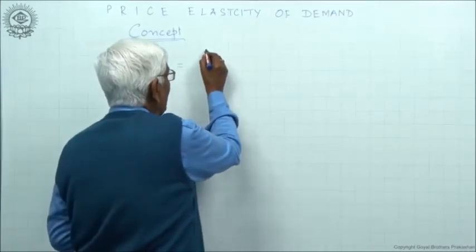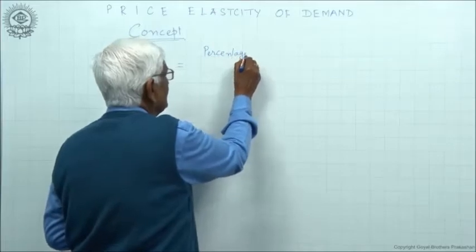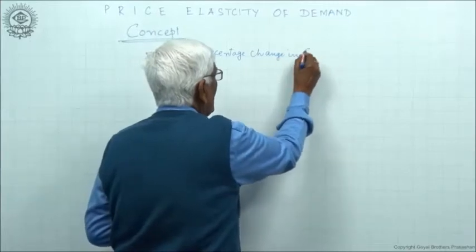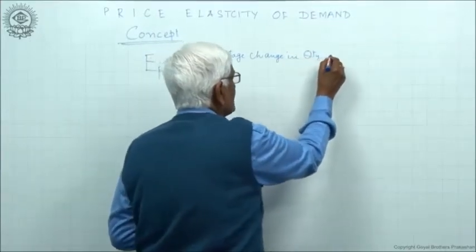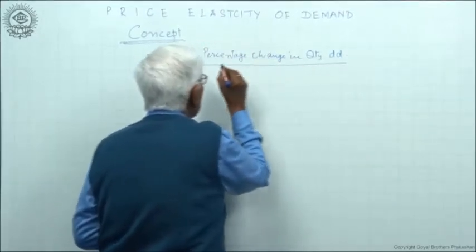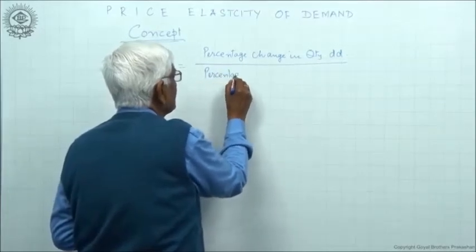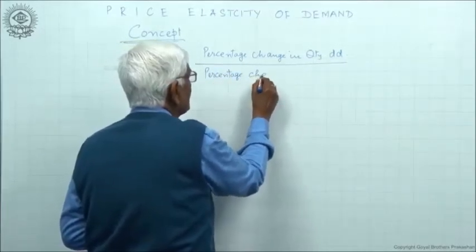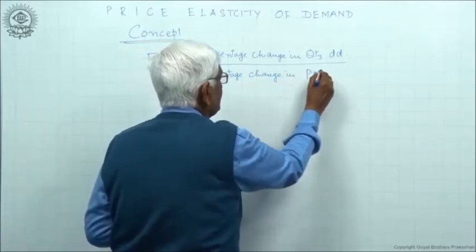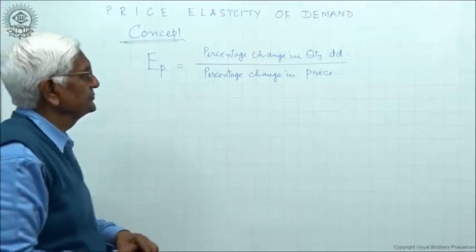It is simply percentage change in quantity demanded divided by percentage change in price. Percentage change in price.